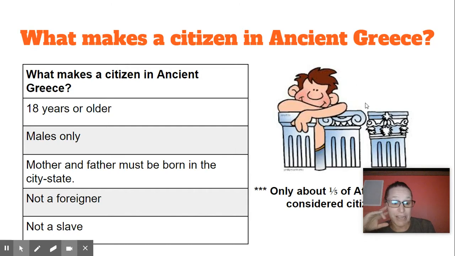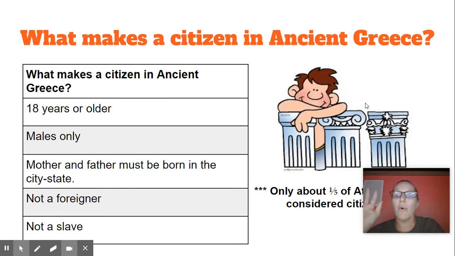Males only, okay? So you have to be 18 years old. You have to be a male. Your mother and father must be born in the city-state for you to be a citizen. You cannot be a foreigner, which means you couldn't be born in a different city-state, and you cannot be a slave. So 18 years or older, males only. Mother and father must be born in the city-state, not a foreigner, and not a slave.